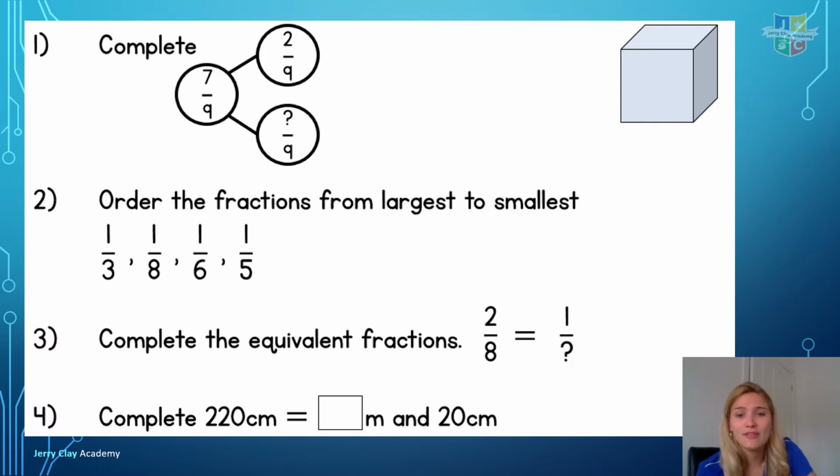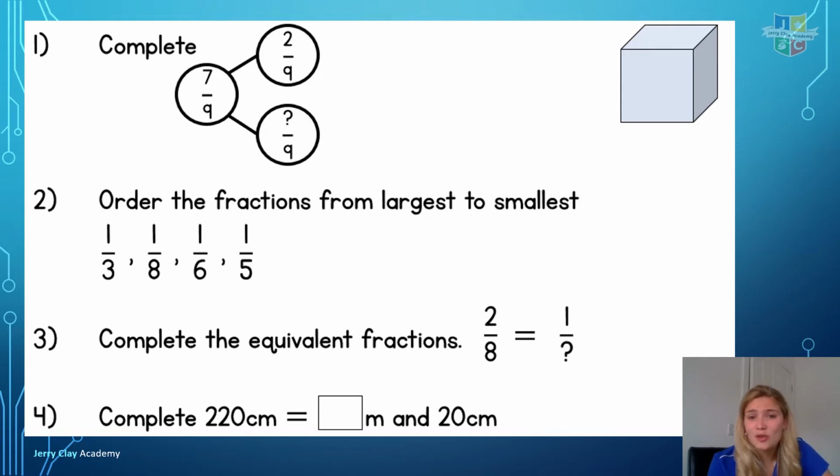Number 2, ordering the fractions from the largest to the smallest, thinking about what the rule is if the numerator is 1, the larger the denominator, the smaller the size, because obviously if it was a bar of chocolate, you're sharing it with more people.